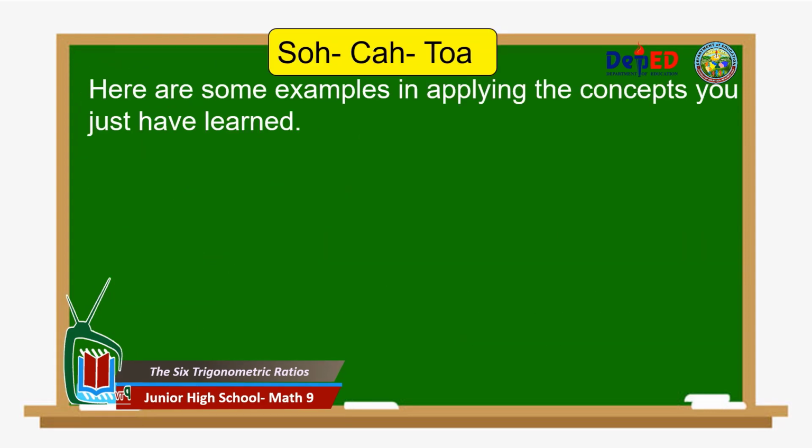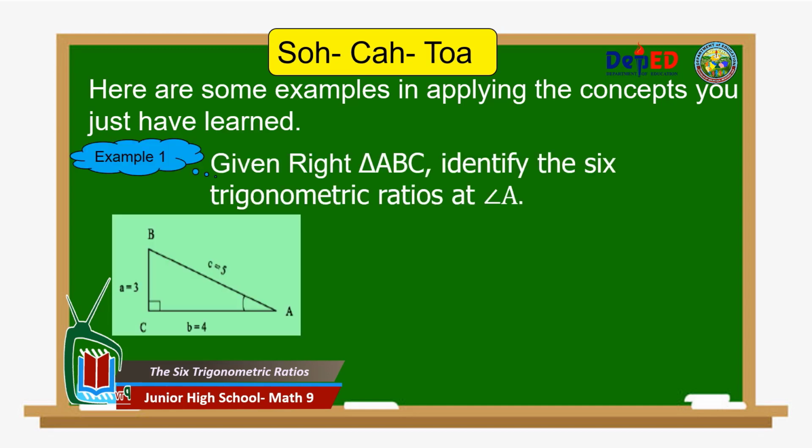Let's take a look at some examples in applying the concepts you have just learned. Given right triangle ABC, identify the six trigonometric ratios at angle A. Or in other words, on our triangle BCA, our reference angle is angle A. The first ratio is sine, using SOH. Okay, so our angle is at angle A. Its opposite side is side A, over hypotenuse, which is C.